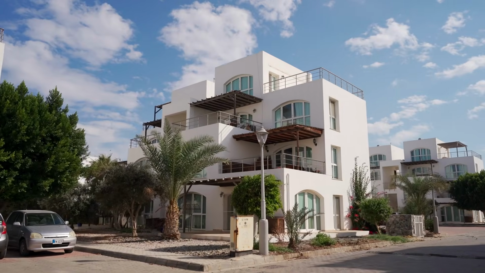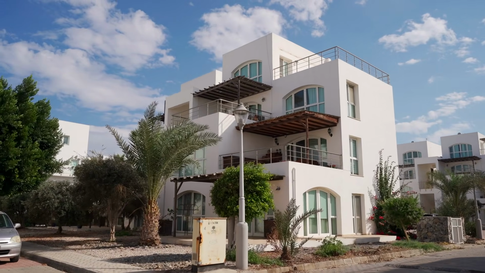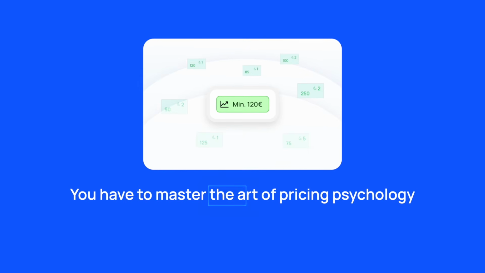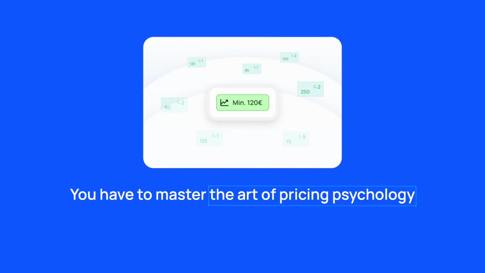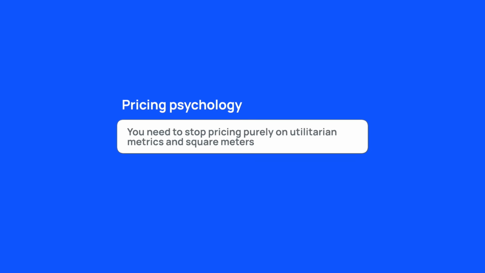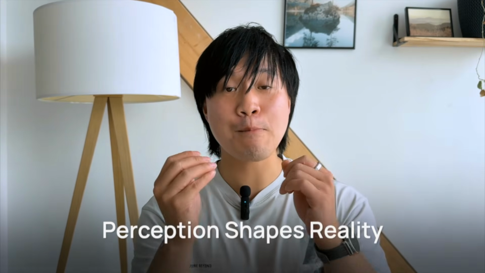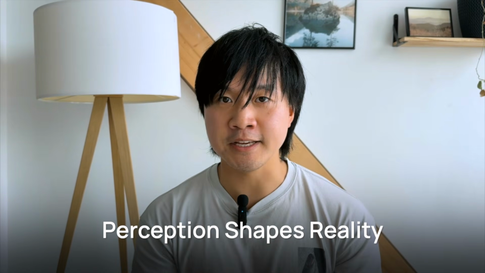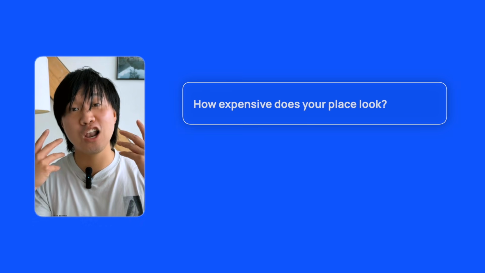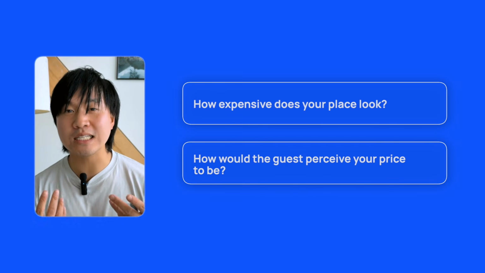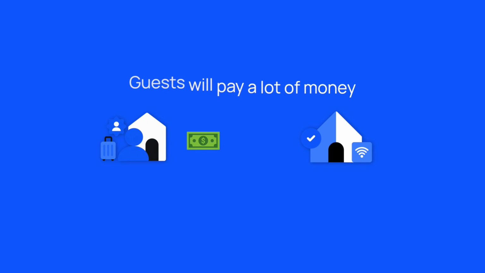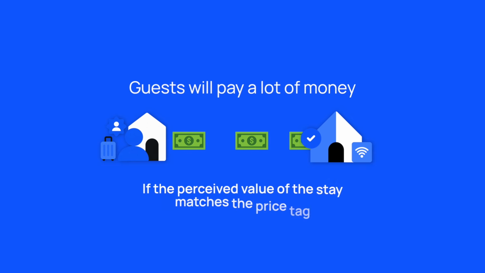To understand exactly by how much you can multiply your nightly rate, you have to master the art of pricing psychology. The single most important factor to understand with pricing psychology is you need to stop pricing purely on utilitarian metrics and square meters. In the short-term rental game, perception shapes reality. How expensive does your place look? How would the guest perceive your price to be? Guests will pay a lot of money if the perceived value of the stay matches the price tag.